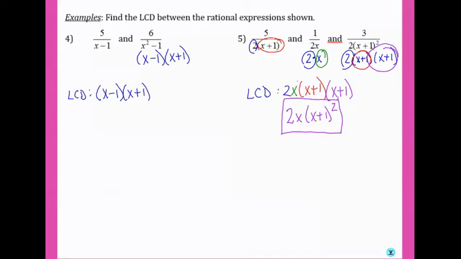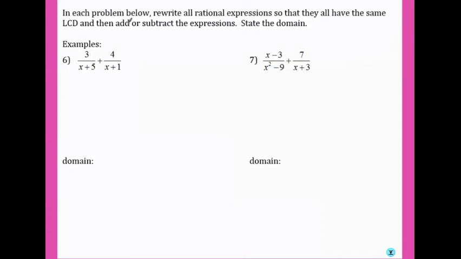Alright, so let's move on to some full problems we're going to completely add and subtract. So, first thing we need to do is factor to find the least common denominator. Here, they're both already factored and they have nothing in common, so our LCD is just putting the two factors together.